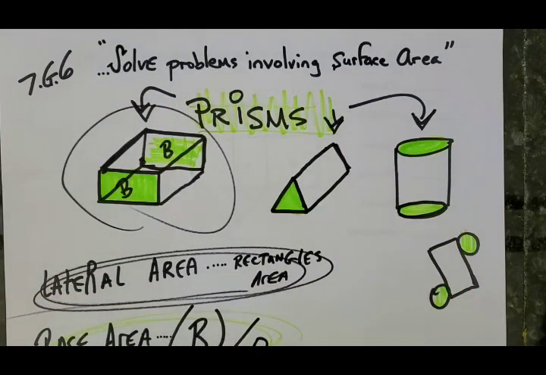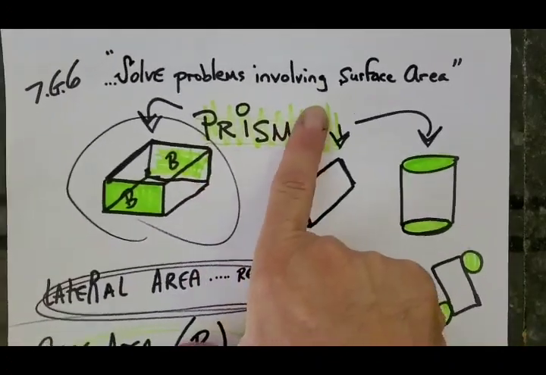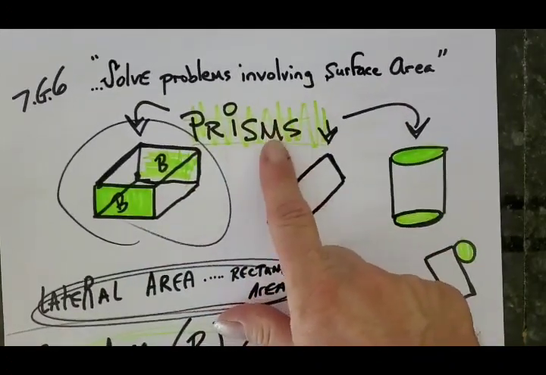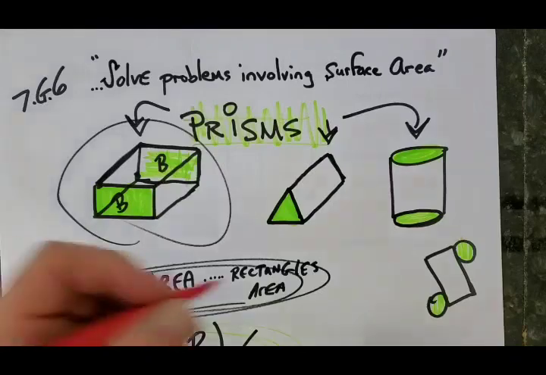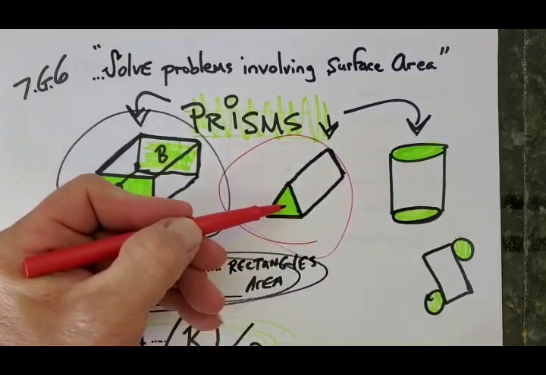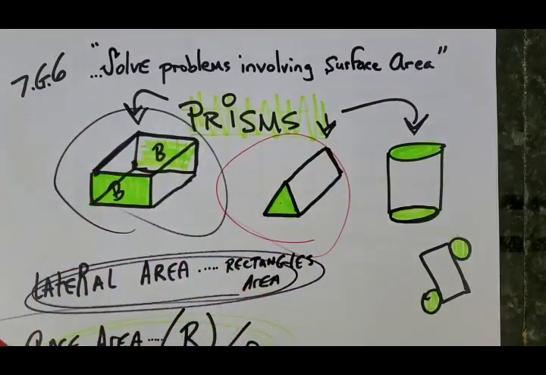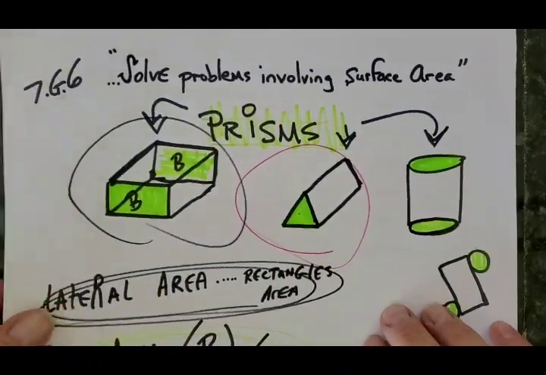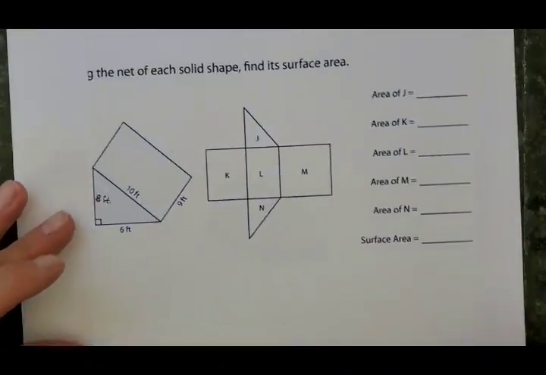We're going to continue 7.G.6, a 7th grade standard. We're going to be solving problems involving surface area of prisms. Today we shall focus on triangular prisms, a prism whose base is a triangle. We're going to calculate the surface area of a triangular prism.